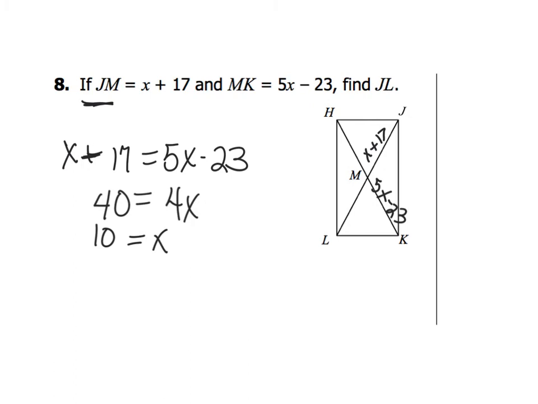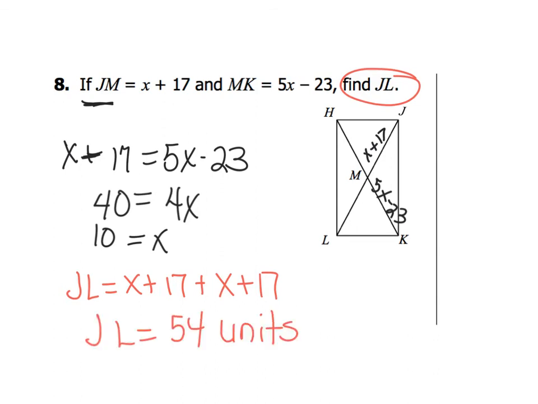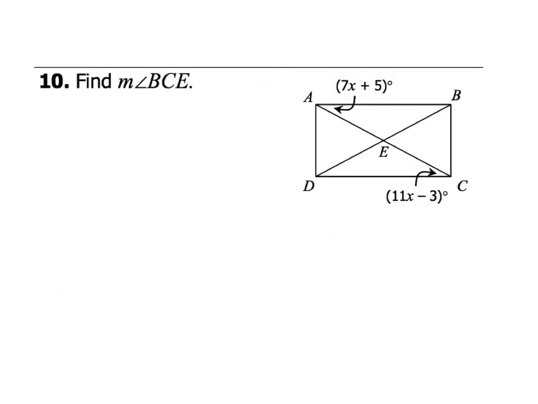We get x is equal to 10. Let's read the directions. It states to find JL. So JL is the whole diagonal. So J to L is equal to x plus 17 plus x plus 17. Let's see what you get. Voila, JL is equal to 54 units.